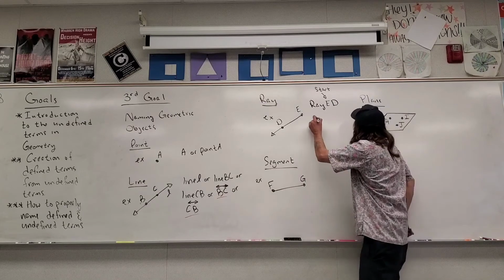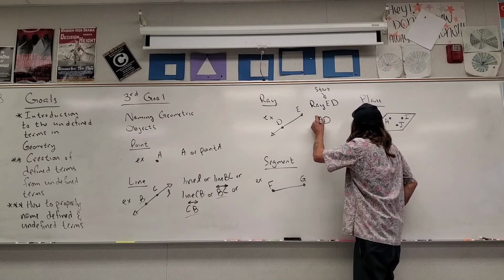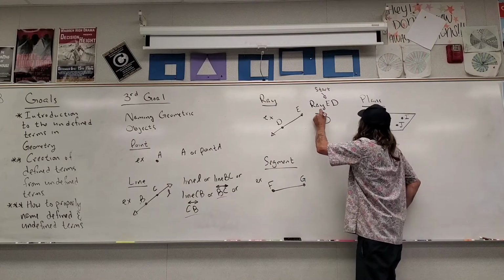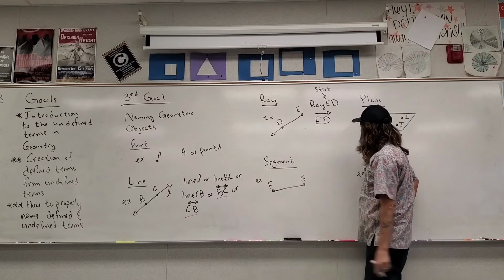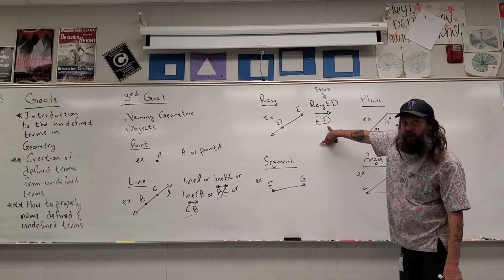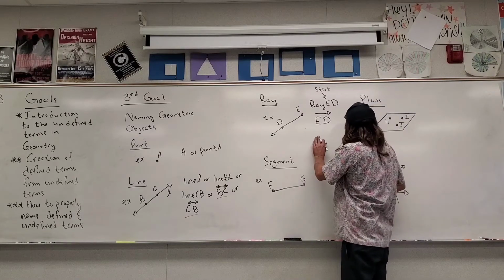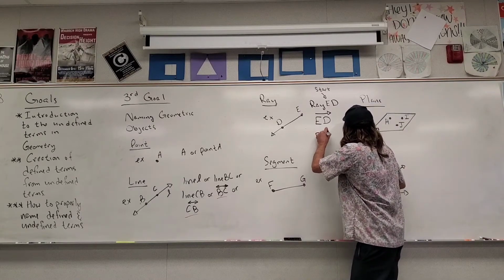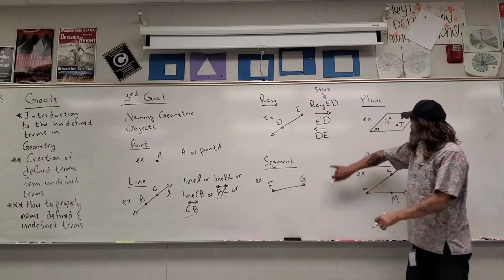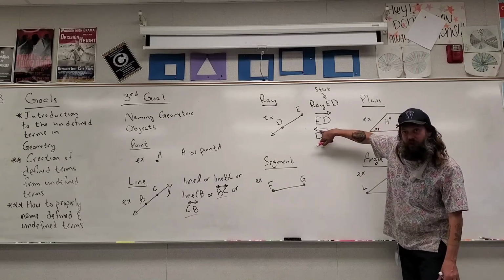I can write the letters E and D. I'm not going to put an arrow over E, but I'm going to put an arrow over D. What this tells me is I start at E and I go through D and I continue without end. If you see something that looks like this, actually you can also write it like this. That's saying the same thing. I start at E and I go through D, and I know that because the arrowhead is over the D.